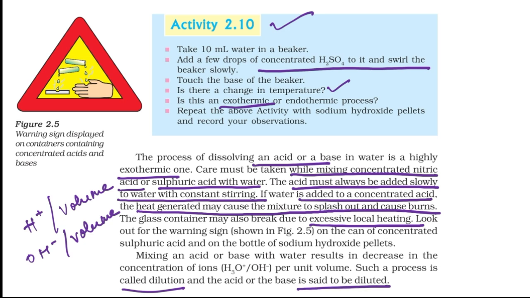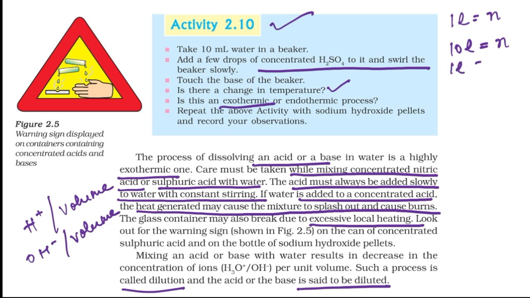What do you mean by the number of H+ ions per unit volume decreases? Suppose the number of H+ ions present in 1 liter is N. Now the volume is increased to 10 liters. The acid is diluted and the volume is increased to 10 liters. So now in 10 liters, N number of H+ ions is present.